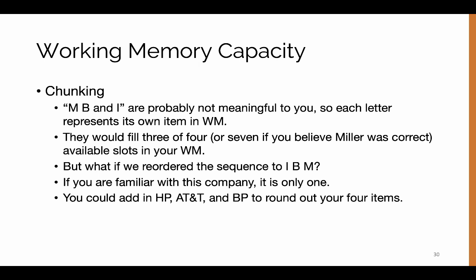But what if we just reordered the sequence to be IBM? Now if you're familiar with IBM, the company, suddenly that's not 3 different slots any longer. IBM is IBM. We can picture the company. So that might just be 1 slot there. You might add in AT&T and HP and BP and others.